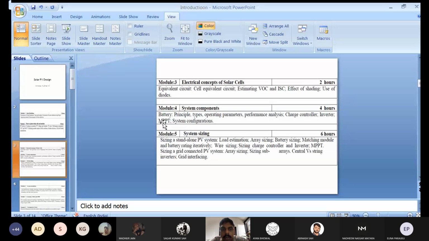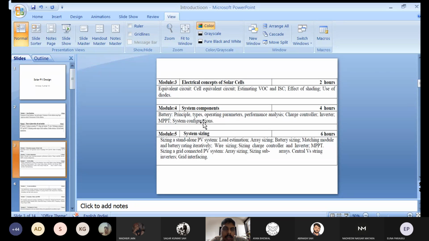You can check any commercial PV manufacturer brochure. An MPPT charge controller will be there. That means it will ensure that maximum power is obtained under a given climatic condition. So we will study what it is.